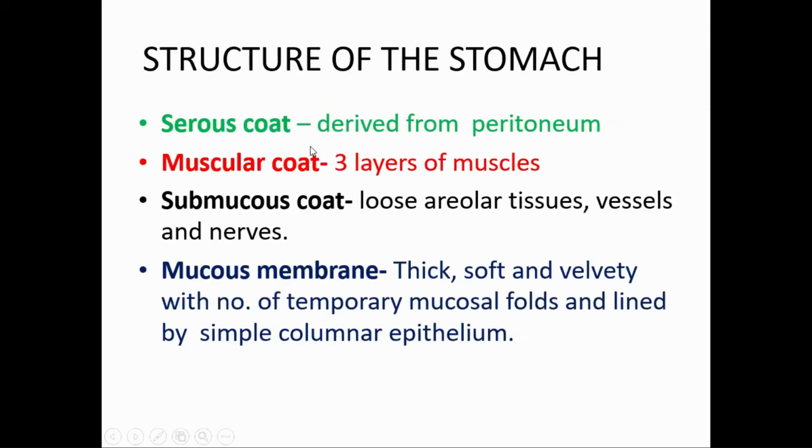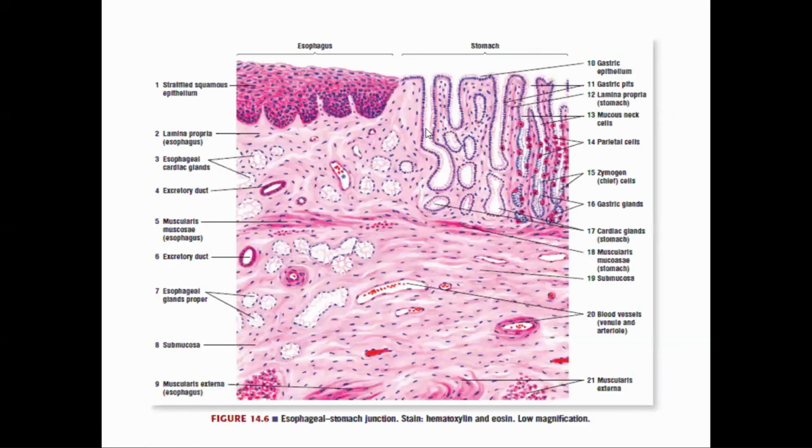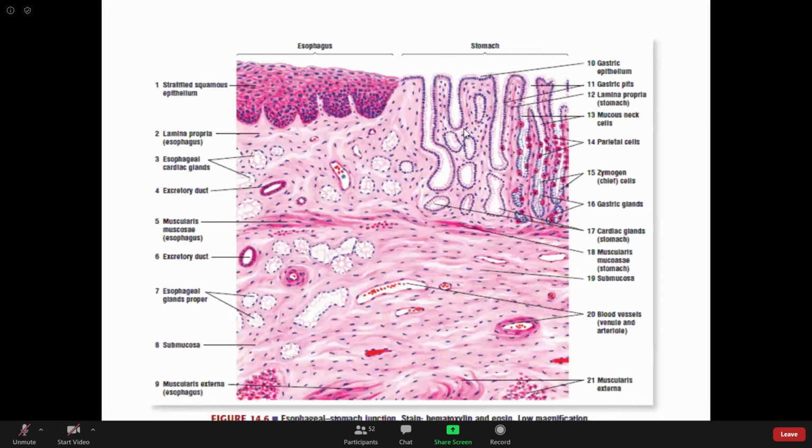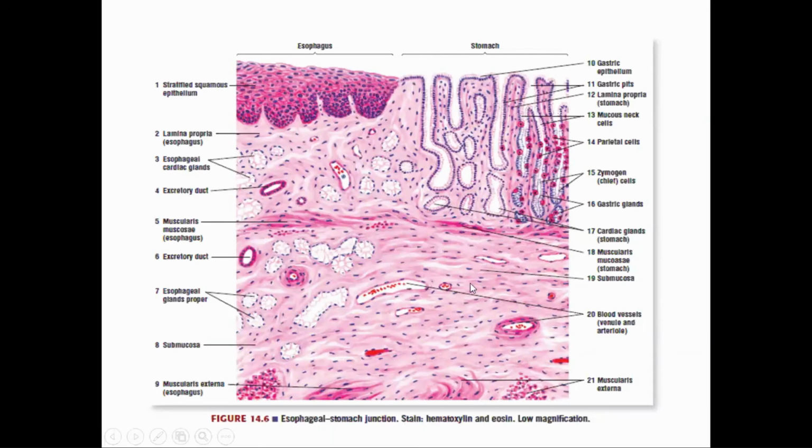So what are the structures of the stomach, or the histology of the stomach? We already know that the GIT consists of four layers. From outside inward: serous, muscular, submucous, and the mucous layer or the mucosa. This mucous layer is further subdivided into three. See, this is the diagram showing the histology of the esophagus here, and the histology of the stomach here.